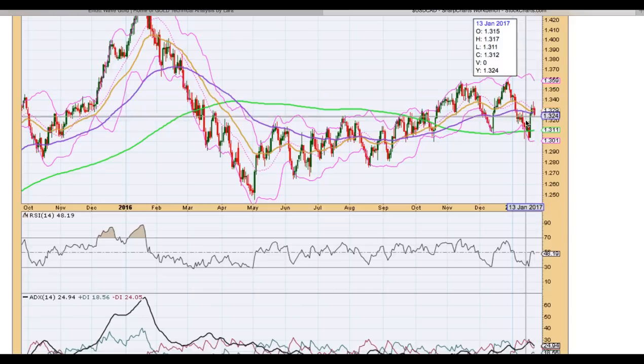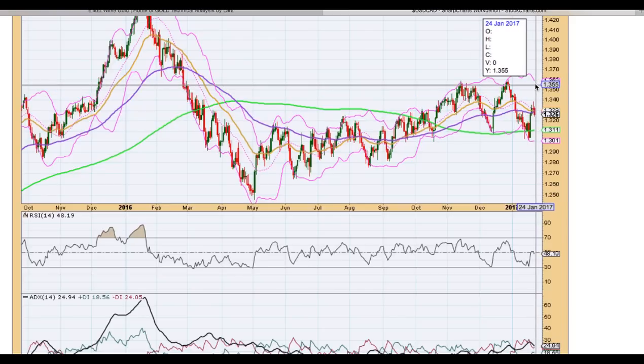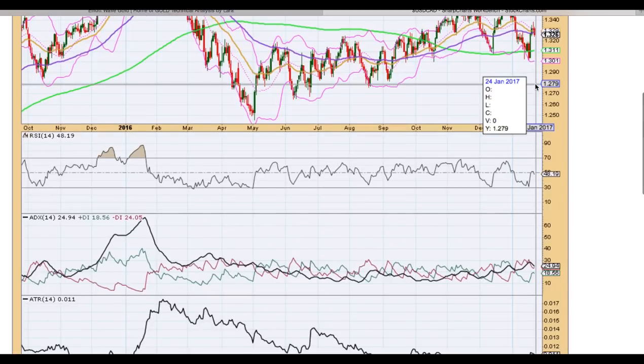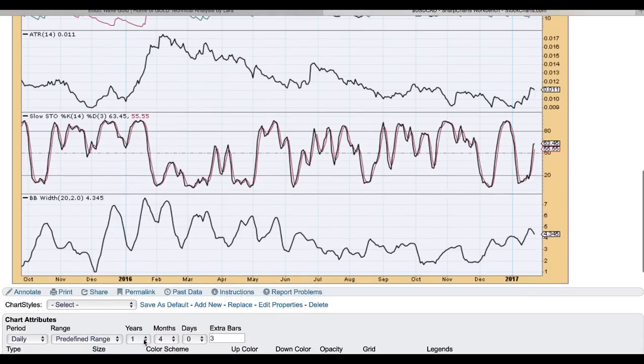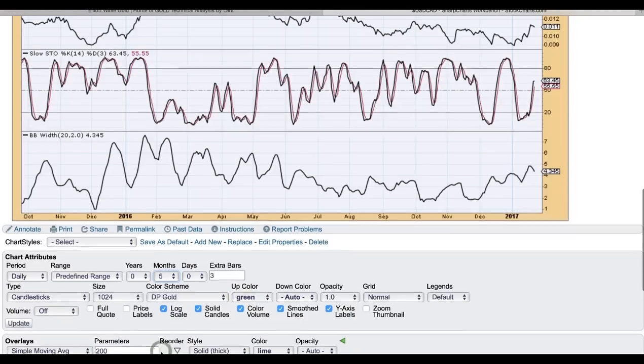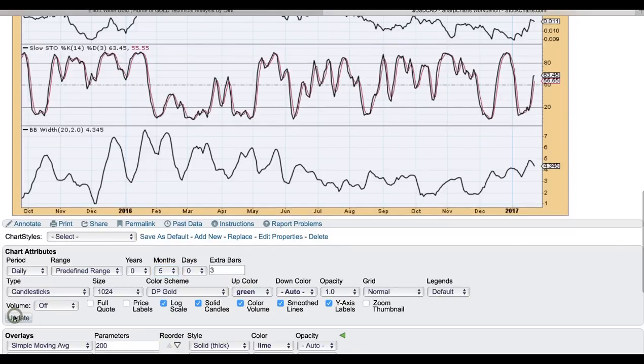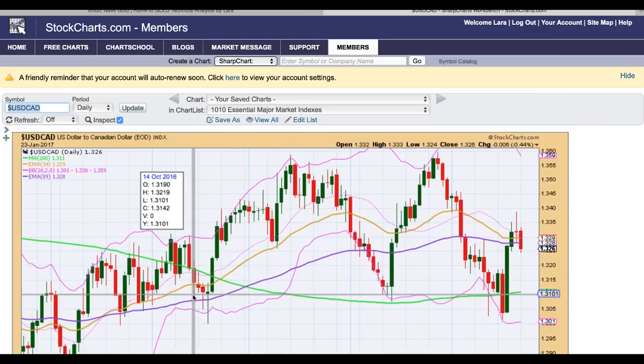Short term, I'd expect this pair to go up to the upper edge of Bollinger Bands. And let's get rid of some of this. Let's just do 5 months. Make that a little bit clearer. That's better.